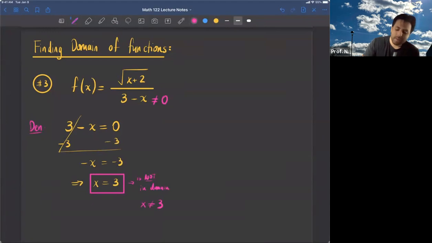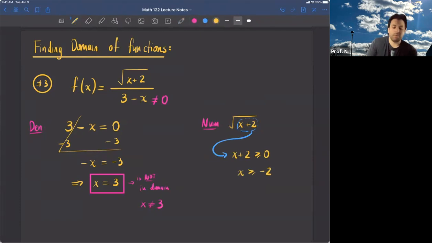Now let's look at the numerator. What does the numerator say? The numerator is a square root function. And what do we know about square root functions? Any square root function, the expression underneath the radical must always be greater than or equal to 0. So we know for a fact that x plus 2 must be greater than or equal to 0. So x, when you solve for it, must be greater than or equal to negative 2.